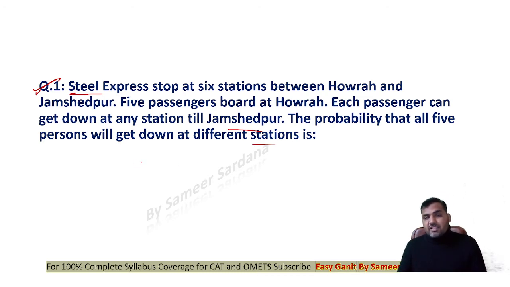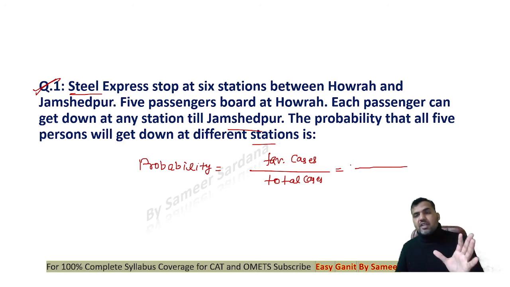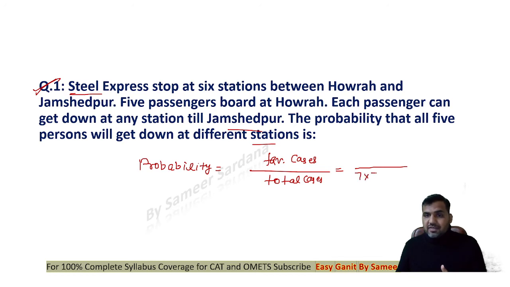See guys, this is very simple because all I have to do is find the probability that all passengers get down at different stations. I just need favorable cases in the numerator and the total cases in the denominator. This is all I want. So what is my favorable case, guys? Total number of cases: every passenger has 7 options to get down. So the first passenger has 7 options, the second passenger has 7 options, the third passenger also has 7 different stations to get down. There are total 5 passengers, 1, 2, 3, 4, 5. So all of these 5 passengers have 7 choices to get down. That will be my total case.